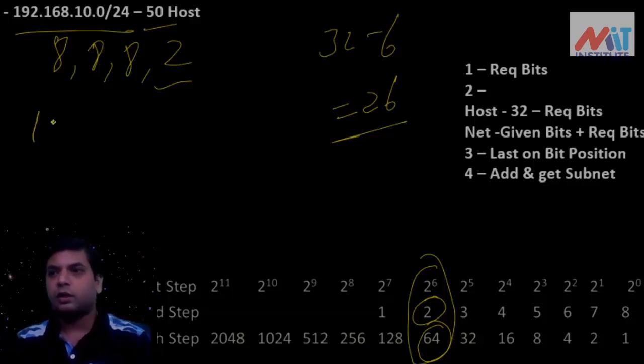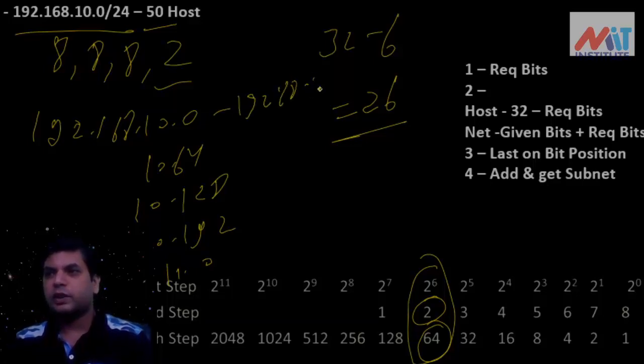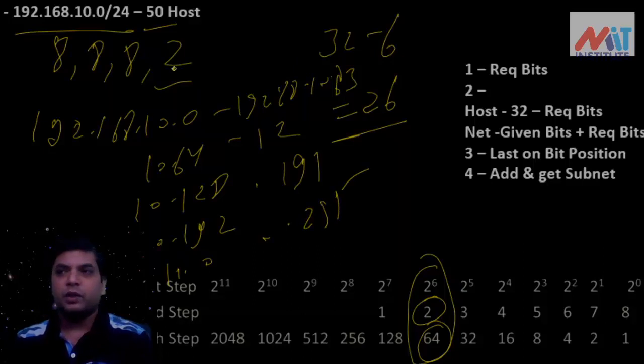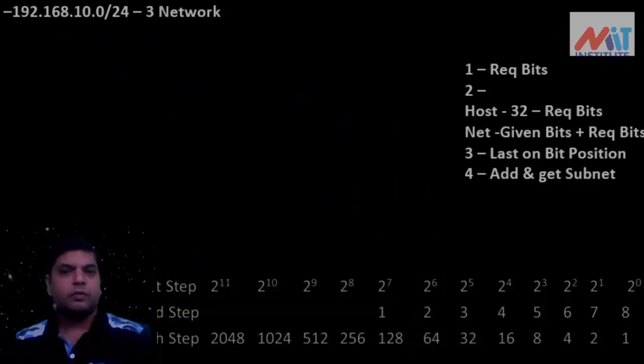In the fourth octet the networks will be 192.168.10.0, 10.64, 10.128, 10.192. That's it. Next will be 11.0. And the broadcasts will be 192.168.10.63, 127, 191, 255, and the new subnet mask will be /26. Very quick, very effective method. You will feel more and more comfortable when you solve more examples with me.